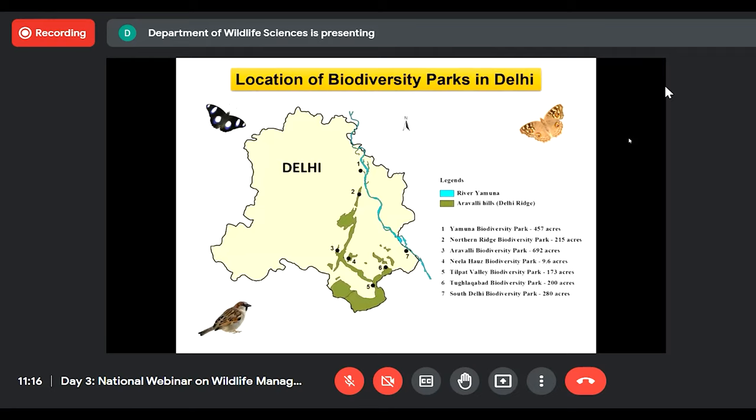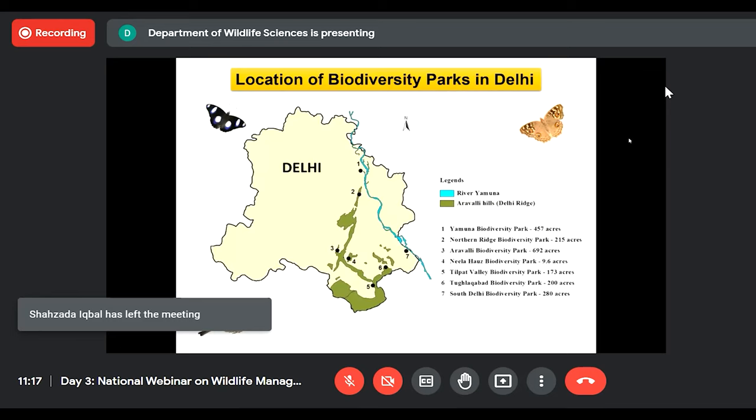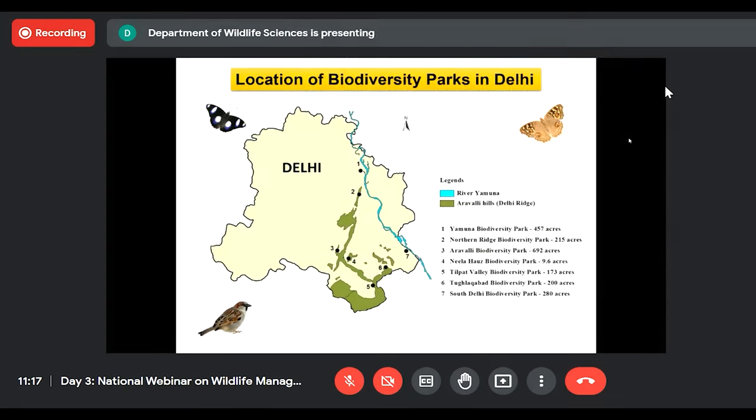This program was given to Delhi University, so we touched both the landforms of Delhi and started developing biodiversity parks across both, the river Yamuna portion and the Aravalli portion. At present, we are developing a series of 7 biodiversity parks comprising almost 2500 acres of land, almost 10 square kilometers of Delhi. They are the Yamuna, Northern Ridge, Aravalli, Neela Hauz, Tilpat Valley, Tughlaqabad, and South Delhi biodiversity parks. These are the names and their locations series wise.